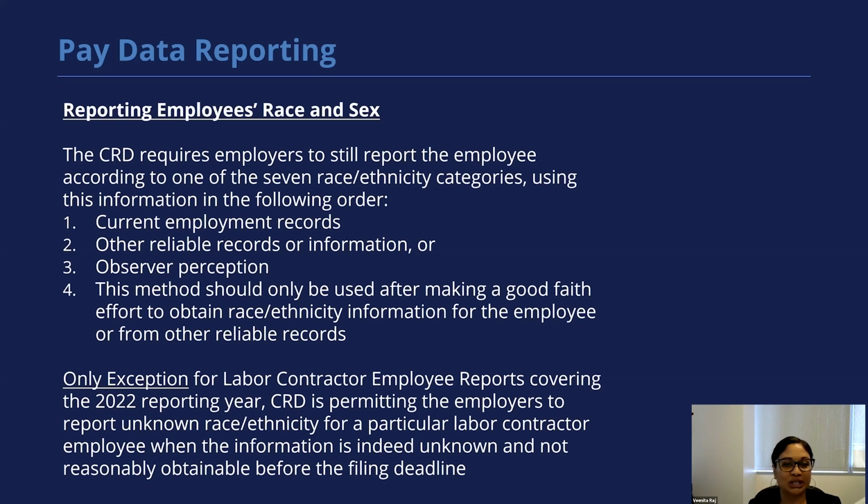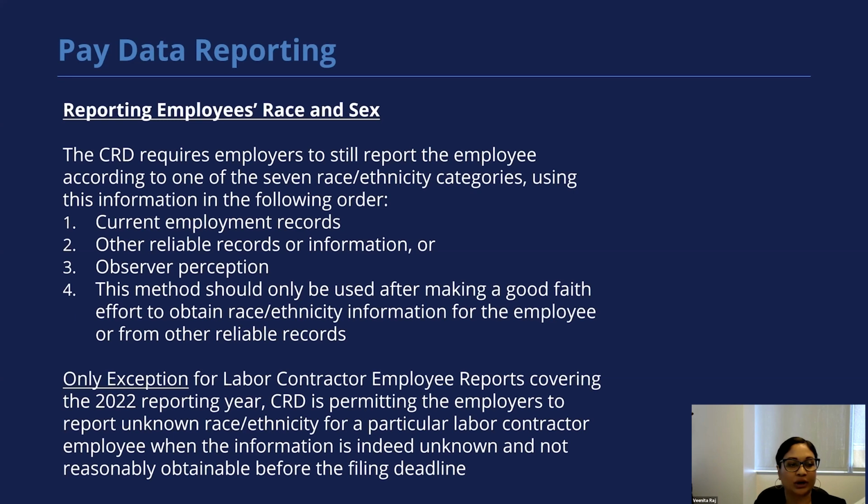The only exception to not reporting the employee's race and also sex is for labor contractor employee reports covering the 2022 reporting year. The CRD is permitting employers to report unknown for race and ethnicity for any labor contractor employee when the information is indeed unknown or not reasonably obtainable prior to the filing deadline. This basically means that the CRD will defer enforcement of these requirements, but employers and labor contractors should not expect that this option will be available in the future.